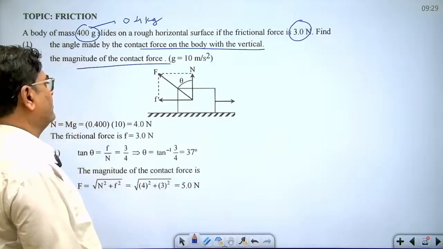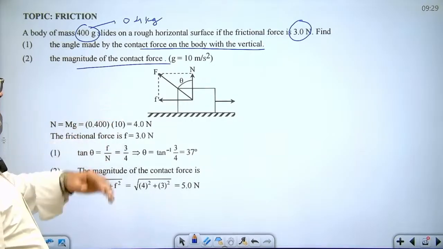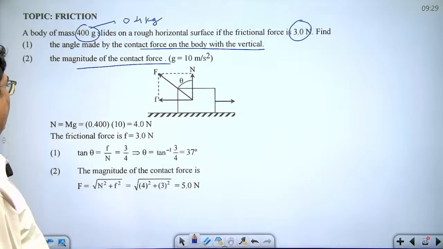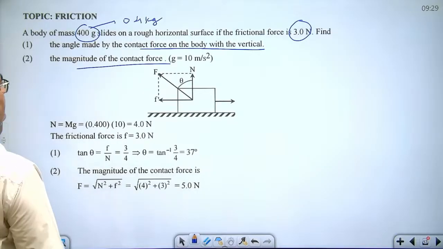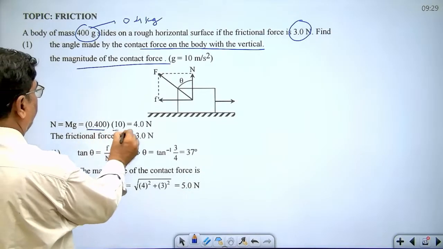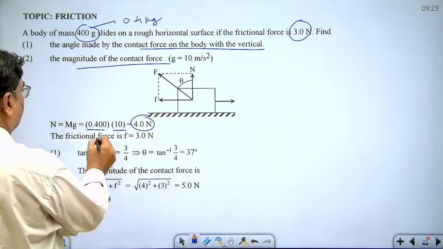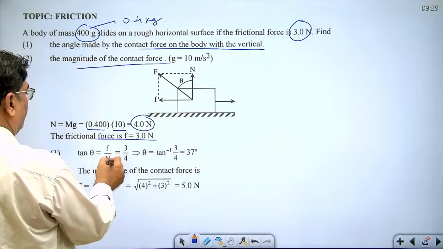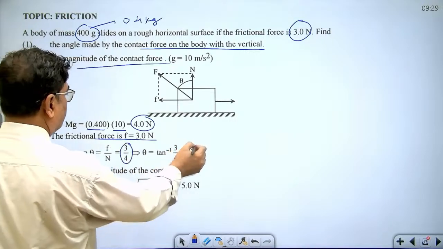Okay, contact force: frictional force is also a contact force, N is also a contact force, and the resultant of N and F will be the resultant contact force. So dear student, what is the normal reaction? Normal reaction is 0.4 into 10, this is 4 Newton. And the frictional force is how much? This is 3 Newton. So tan theta is how much? F upon N, this is 3 upon 4, this is 37 degree.